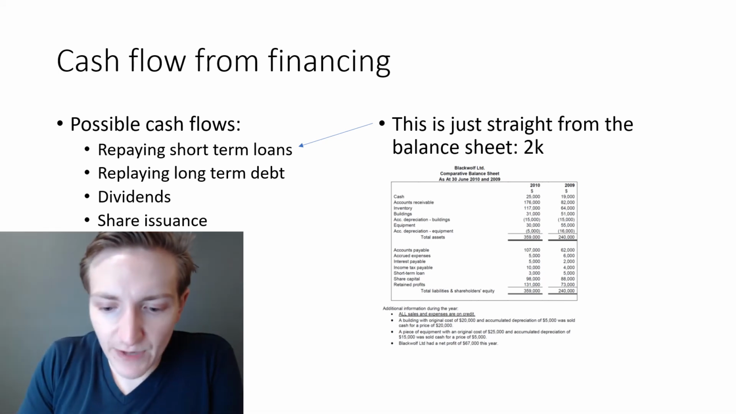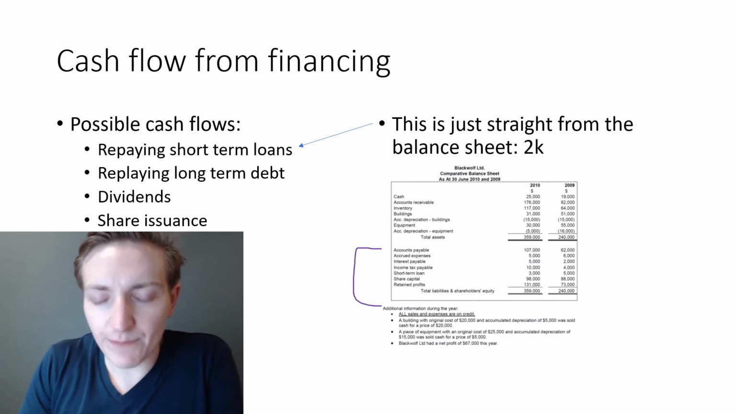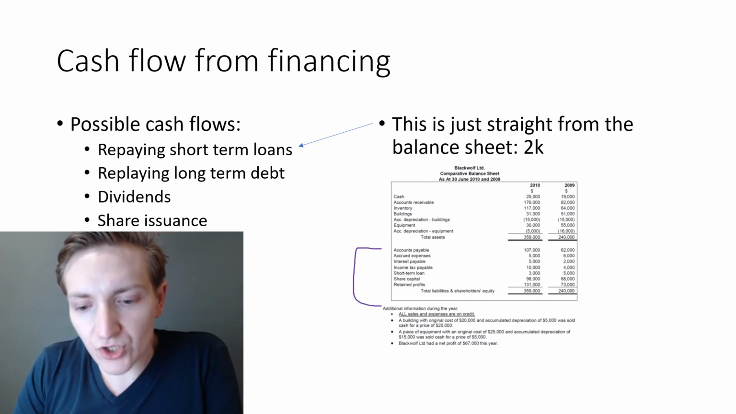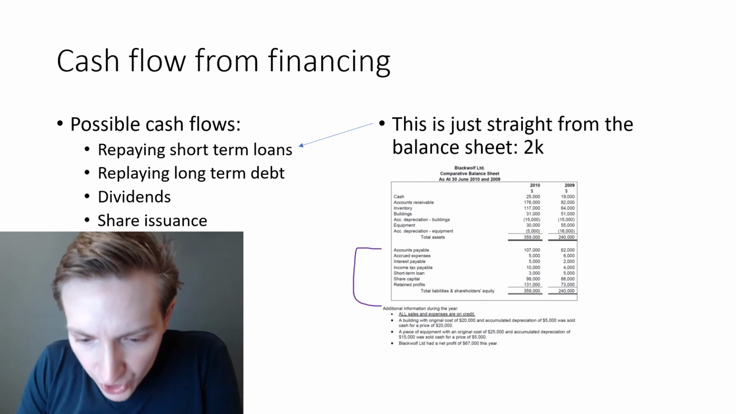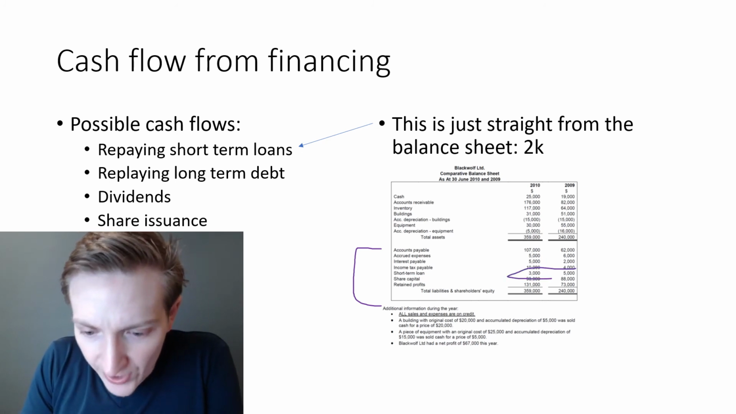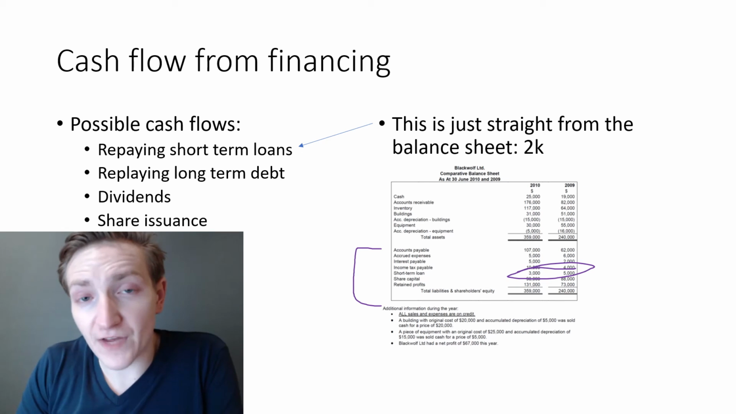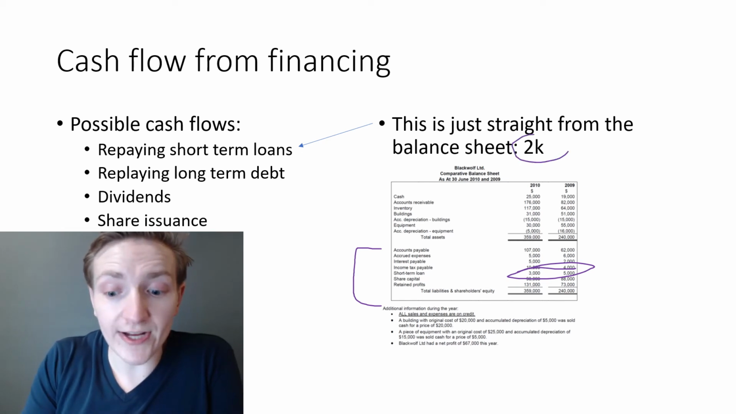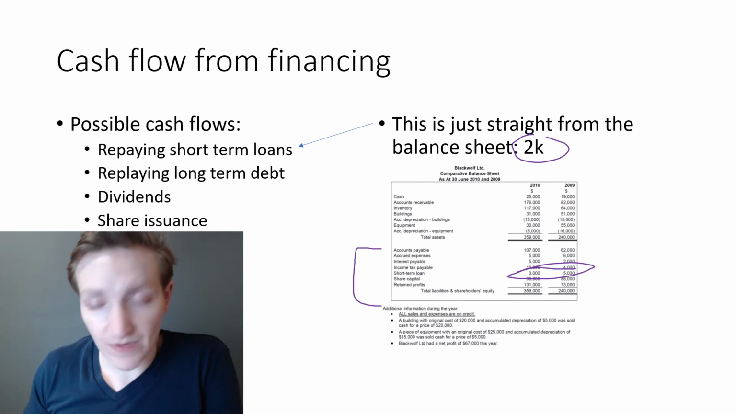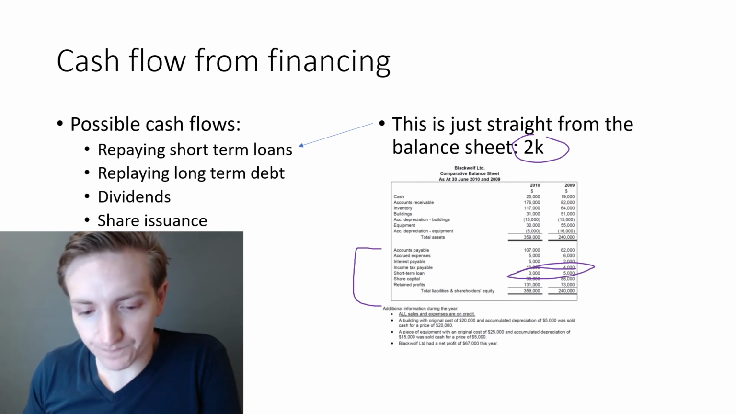And we can get this by looking at the liabilities and equity portion of the balance sheet here. So what we can see is we can read it straight off the balance sheet. Looking at our short-term loans, you can basically just read that directly off. Going from 5k to 3k means we must have spent 2k in cash. Reading it straight off the balance sheet here. Nothing else to really say about it.